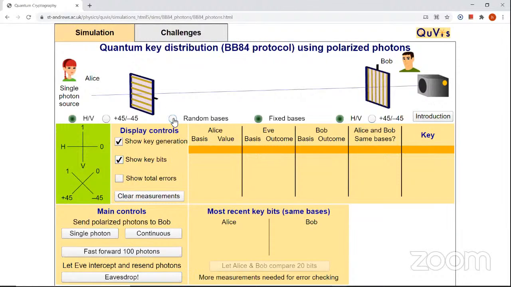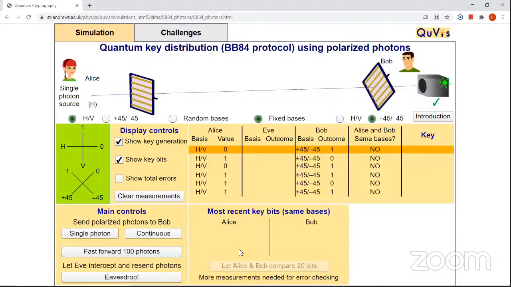So okay, ideally we should use random basis. Is there one more thing before going to that I want to explain? If I prepare in horizontal-vertical and I measure in plus 45, minus 45, then what will happen? Since the bases are not matching, we will simply discard these bits. This is the protocol: if Alice and Bob's bases are not matching, they will simply discard it. Although sometimes this bit will match.